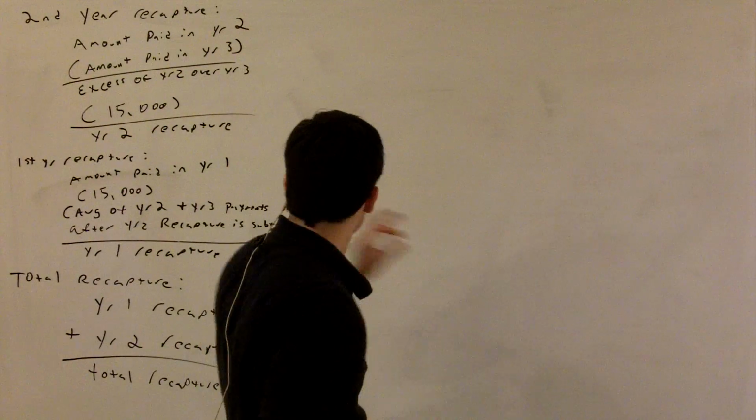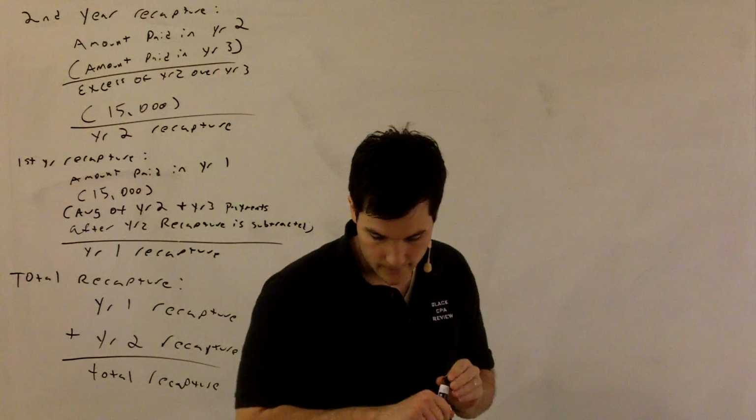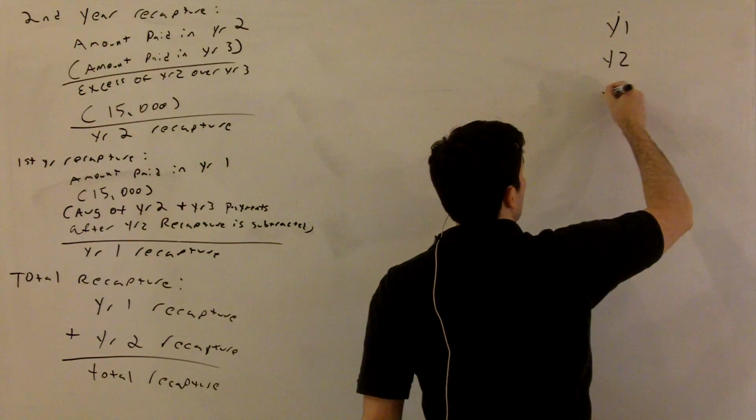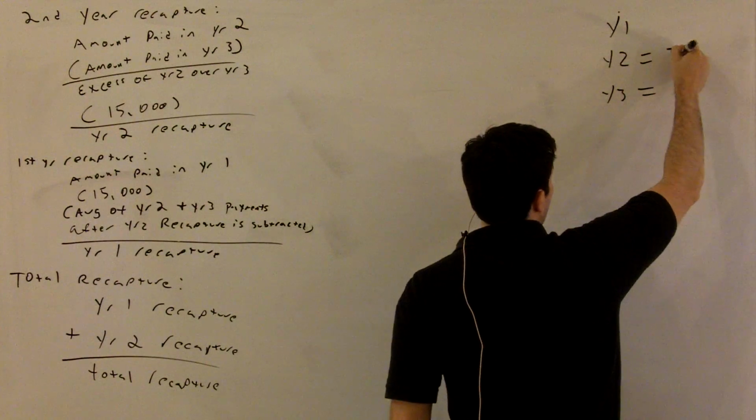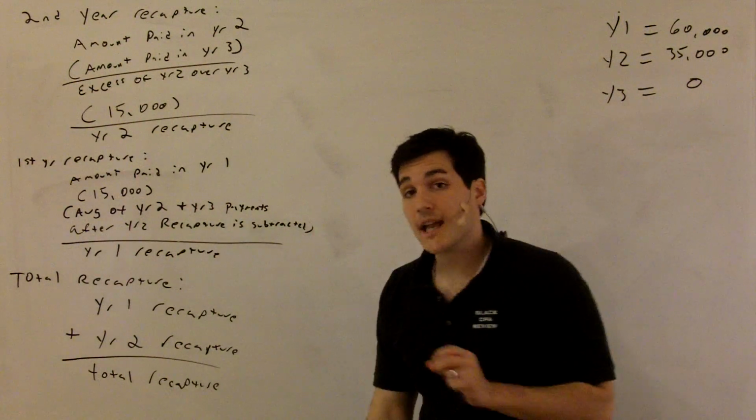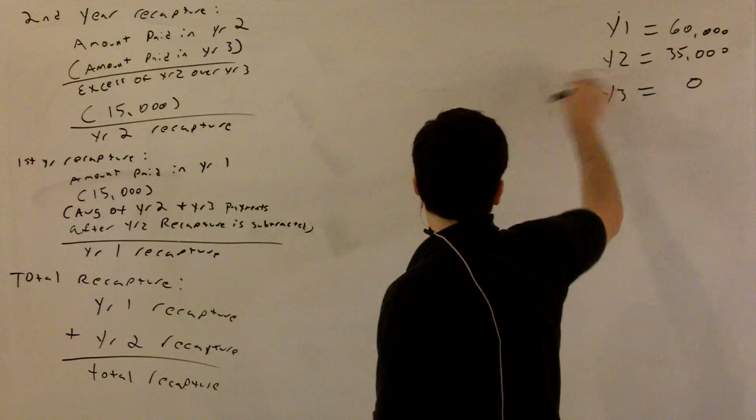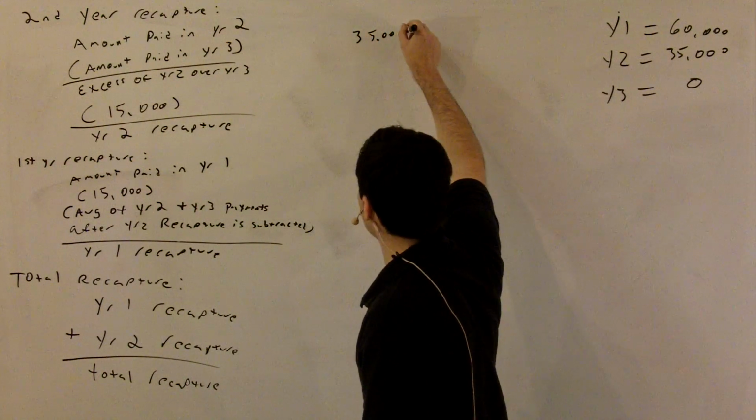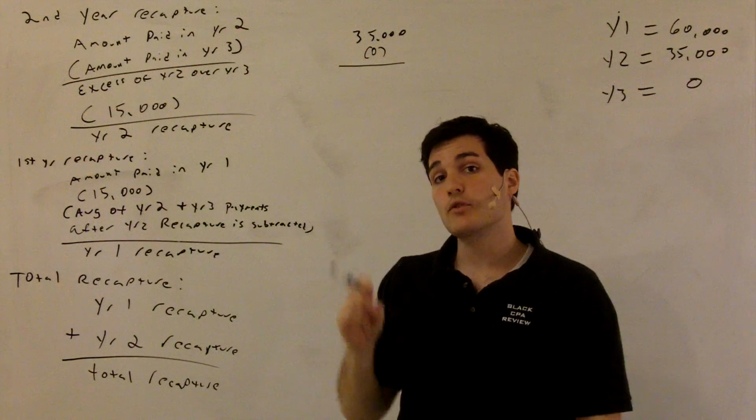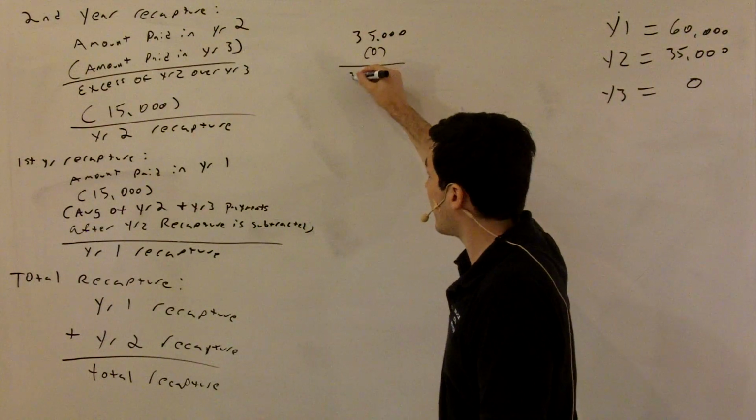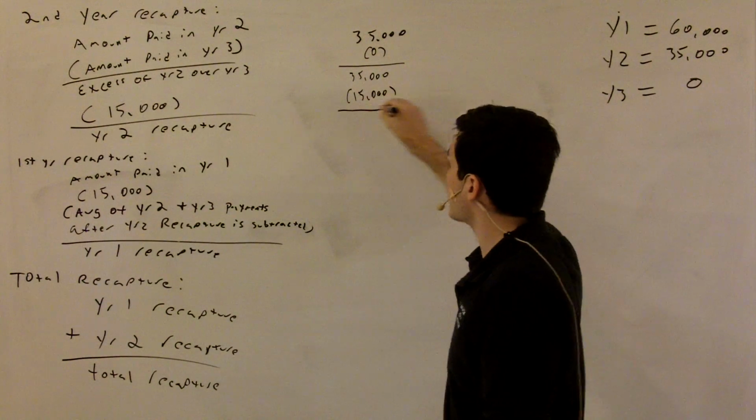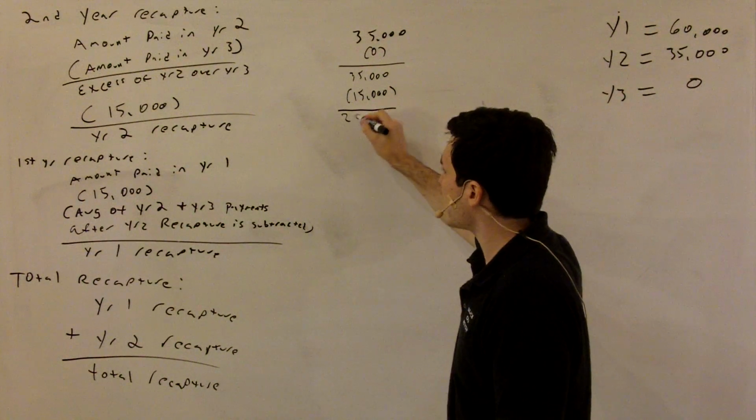So we're going to go ahead and take a look and plug these into the formula here. All right? So we've got year 1, year 2, and year 3. Year 3 he didn't pay anything. Year 2 he paid $35,000. And year 1 he paid $60,000. All right? So let's figure out our second year recapture. So you're going to take the amount paid in year 2, $35,000, right? You're going to subtract what was paid in year 3. They paid 0 in year 3. So the excess of year 2 payments over year 3 payments is $35,000. From that, you're going to subtract $15,000. So your year 2 recapture is $20,000.